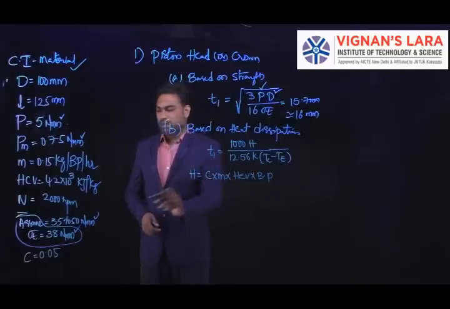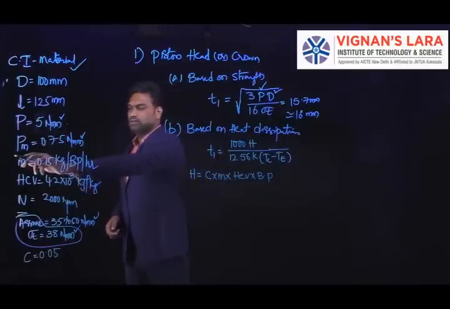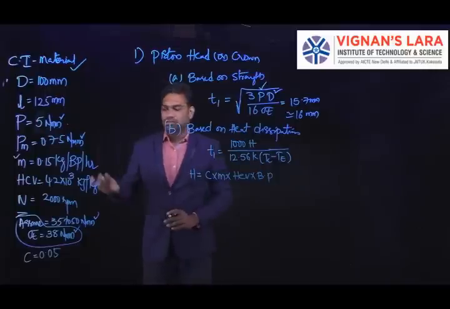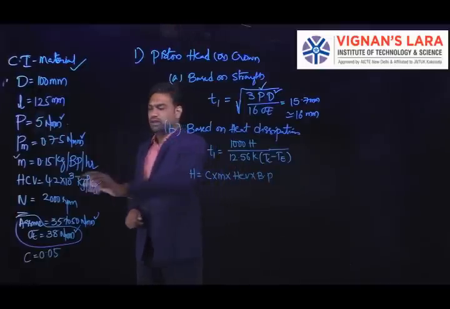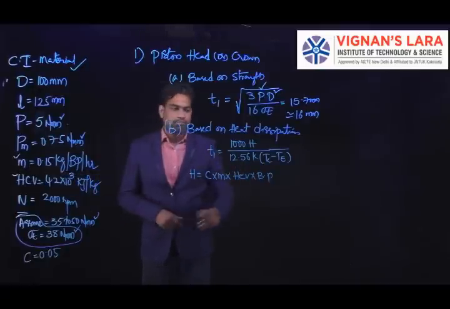And M is the mass of fuel. It is given in the data as 0.15 kg per BP per hour, but we need to substitute it in terms of seconds, so kg per BP per second, and the HCV, the higher calorific value, given.